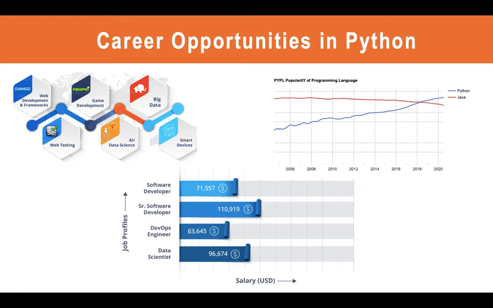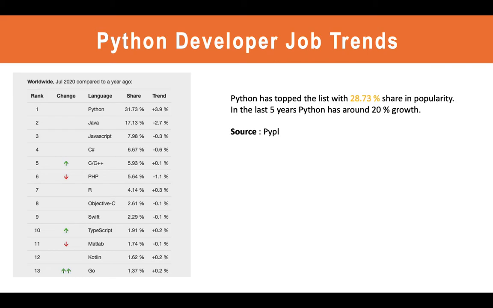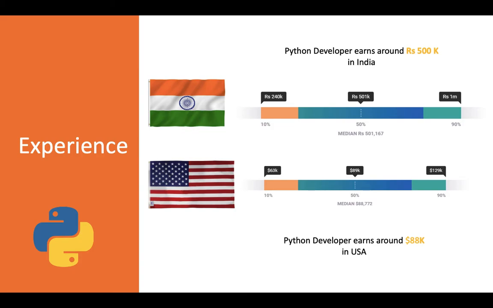Next, going to the career opportunities. You can work as a software developer, AI engineer, or ML engineer in AI and data science fields, and web testing using Selenium, then big data, game development, frameworks, and all. Data scientist is the most popular job for now.